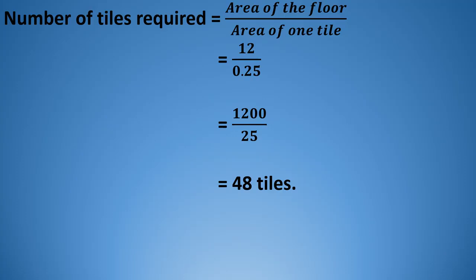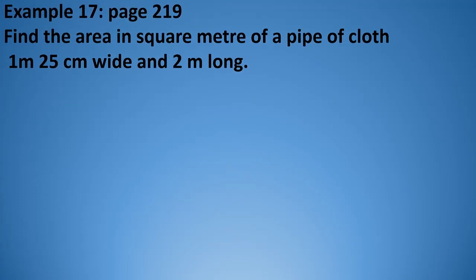Now see example 17 of your NCERT book on page number 219. Find the area in square meter of a piece of cloth 1 meter 25 centimeter wide and 2 meter long. Now see, you have to find out the area. It is asked in the question, find the area. But they have mentioned in the question that you have to find the area in square meter. You will not find the area in any other unit.